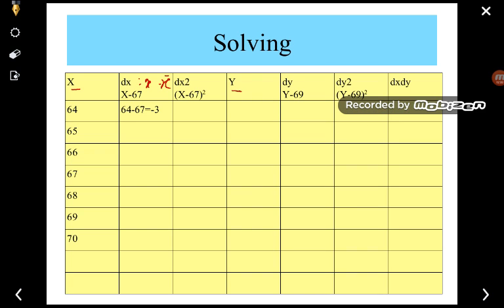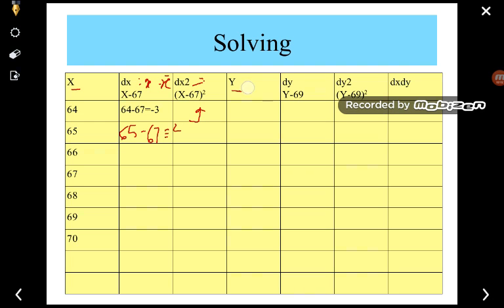So here x minus x bar, that is 64 minus 67, comes around minus 3. Similarly, we do it for the next one, that is 65 minus 67. How much will you get? Minus 2. Similarly, you have to do it for the rest of them. And here in this case we have to just square it. So if it is minus 3, squaring it gives you 9. That should be positive 9.